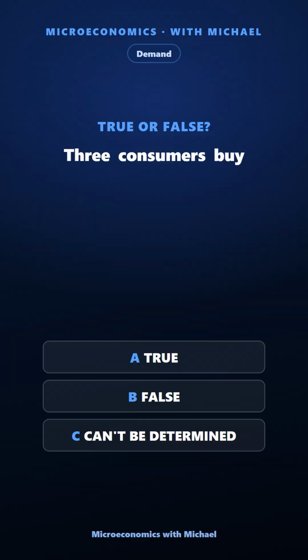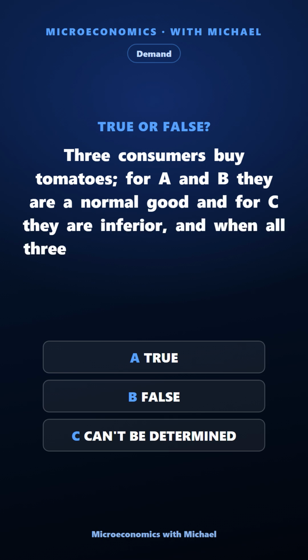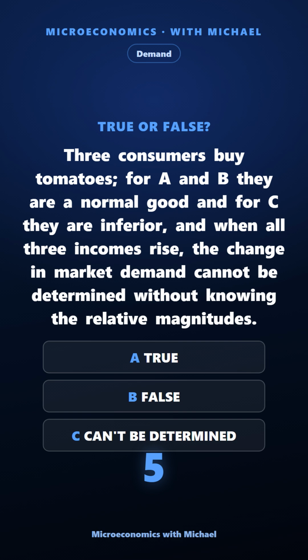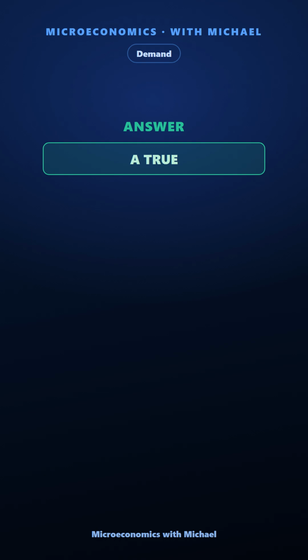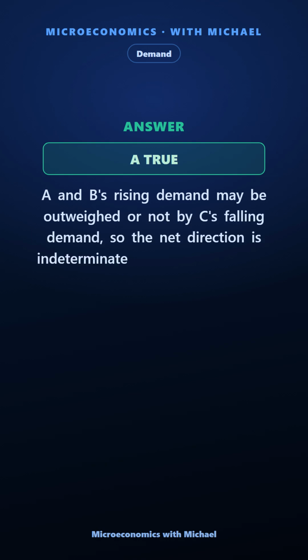3 consumers buy tomatoes. For A and B they are a normal good and for C they are inferior, and when all 3 incomes rise, the change in market demand cannot be determined without knowing the relative magnitudes. True, false, or can't be determined. The answer is true. A and B's rising demand may be outweighed or not by C's falling demand, so the net direction is indeterminate without magnitudes.